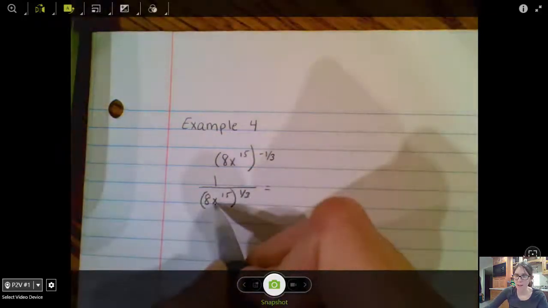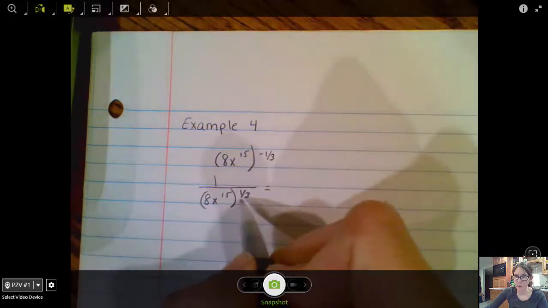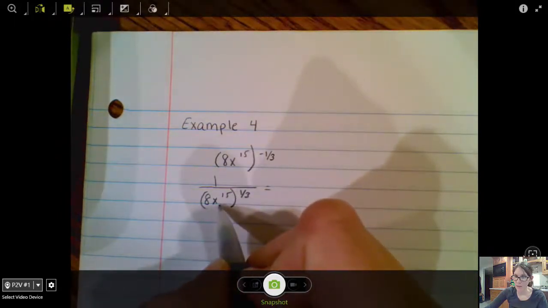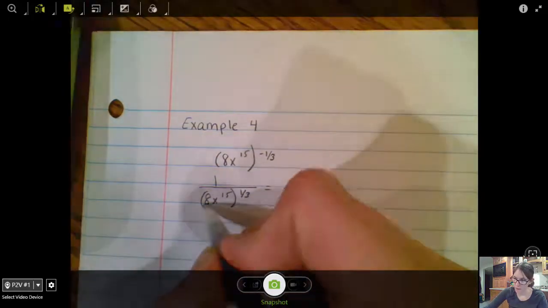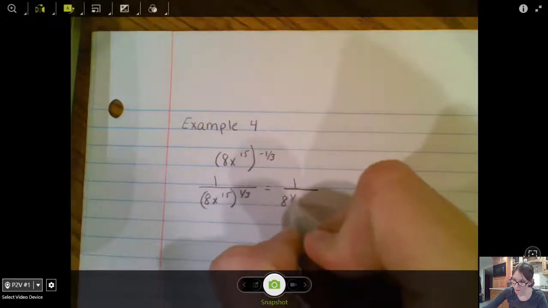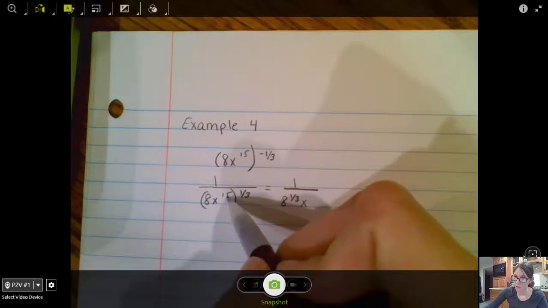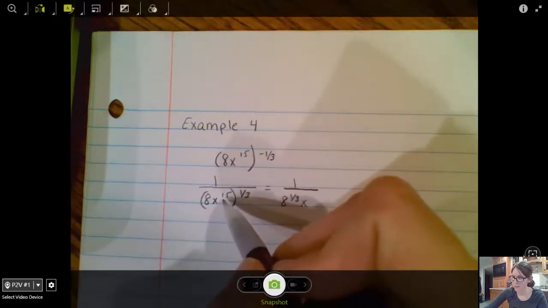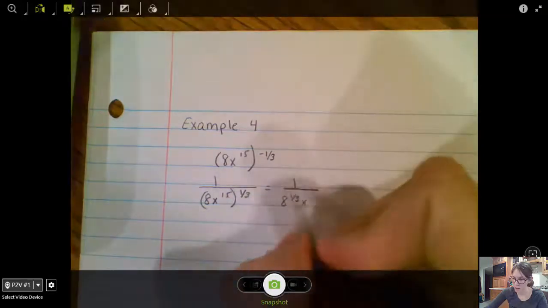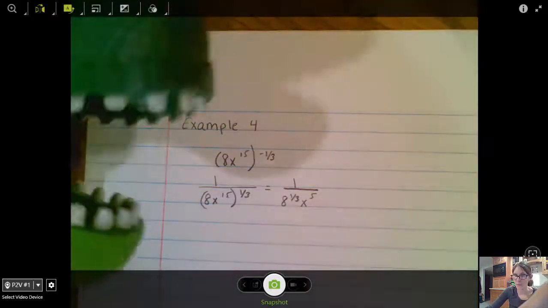Now, if I have all of this stuff to the 1/3 power, I have to take the 8 to the 1/3 power, and I have to take the x to the 15th, all to the 1/3 power. So 8 to the 1/3 power. Now, if I have a power to a power, do you remember what to do with these? I want to multiply. So 15 times 1/3 gives me x to the 5th.